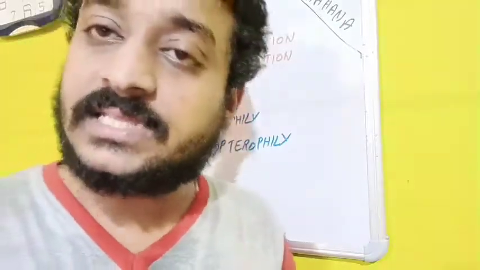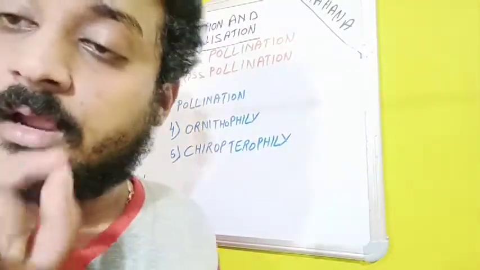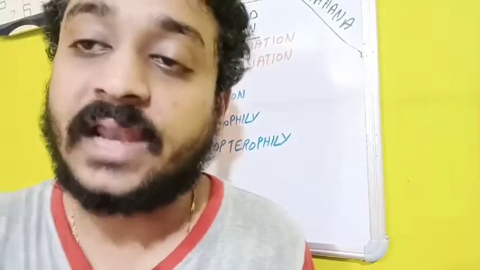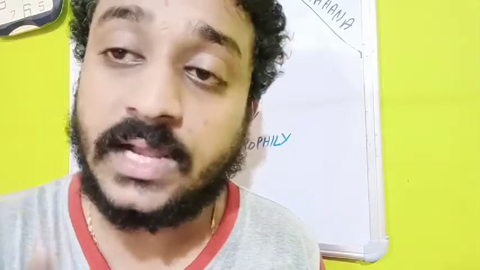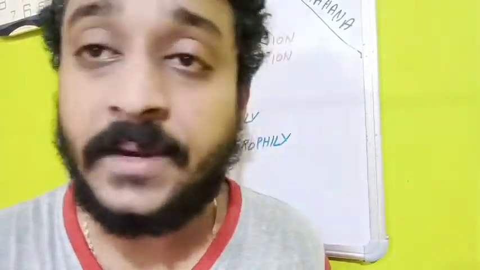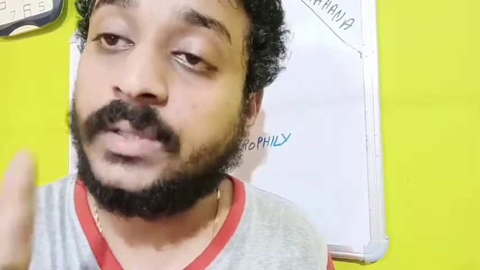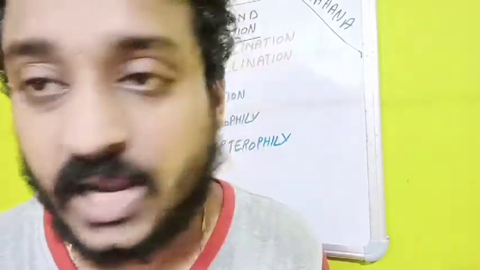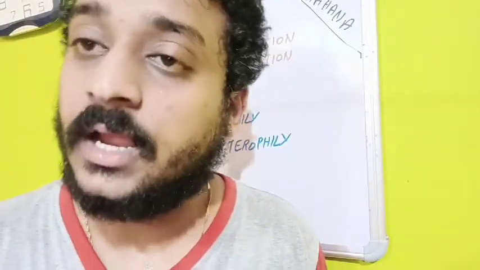So here the things are different. In entomophily, insect pollination, the insect will go to the male part of the flower, carry the pollen grain and transfer it to the female part of the flower. Here we need to note one concern, and I am repeating the same thing again and again: pollination is only done within similar species. Different species cannot pollinate. In that case the pollen grain will be non-functional. It cannot fertilize. So I think it is well understood.